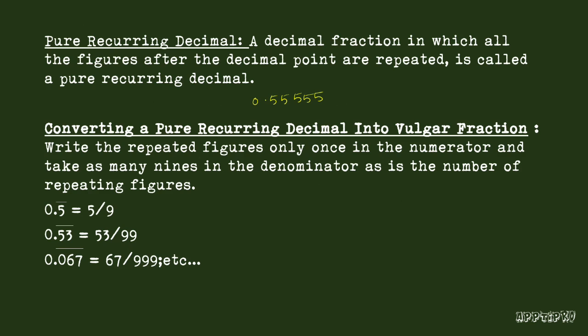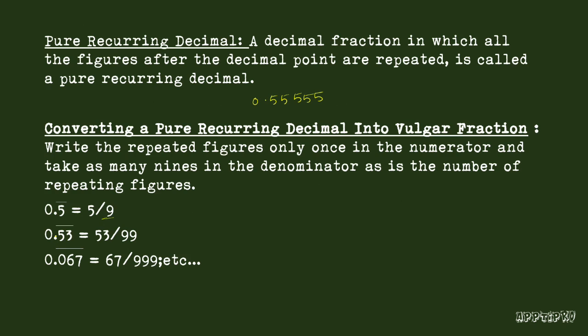How do you convert a pure recurring decimal into a vulgar fraction? First, write the repeated figures only once in the numerator and take as many 9s in the denominator as the number of repeating figures. So for 0.5 bar, 5 is being repeated here. So in the numerator, write 5 as it is. As only one digit is repeated, put 9 in the denominator. So this is the vulgar fraction.